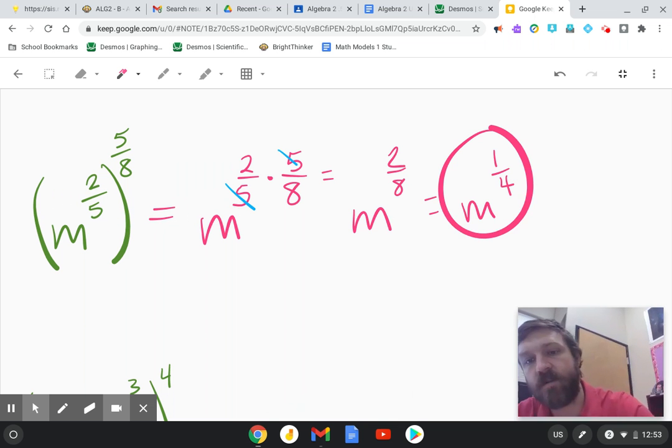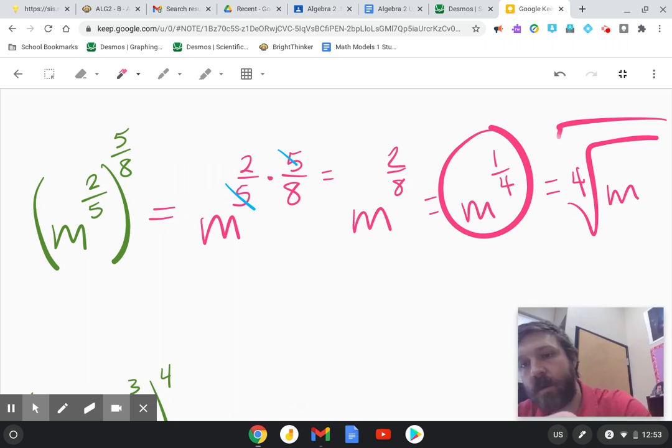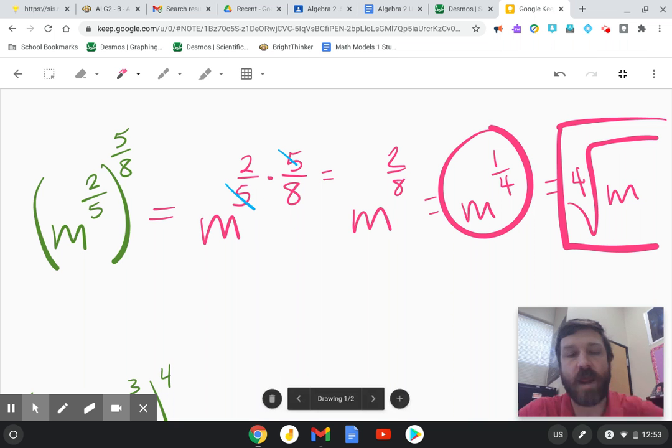So that would be a good answer, but we also know this could be written as the 4th root of m. Now, I'm not sure what the problem is going to ask for the answer to look like, but that's kind of the process there. So we're just multiplying the fractions, we're getting it reduced, and then we're converting it to a root form if we need to.